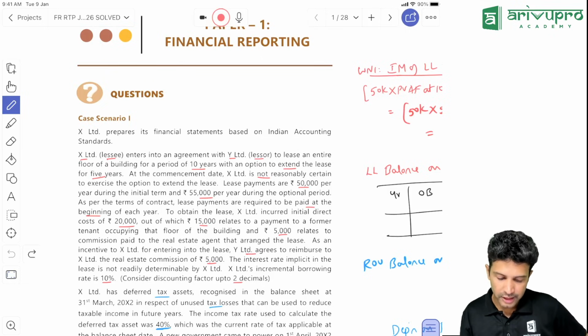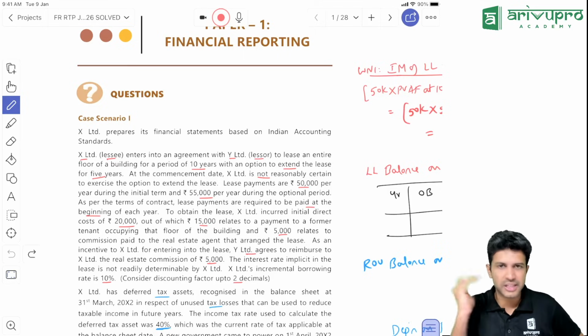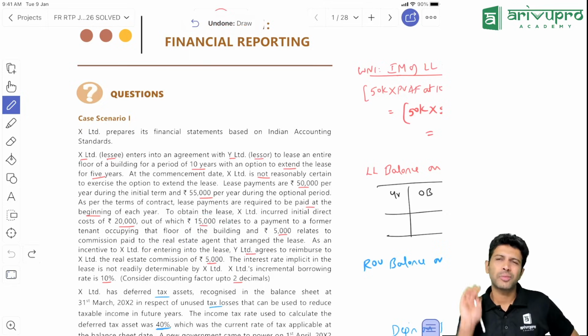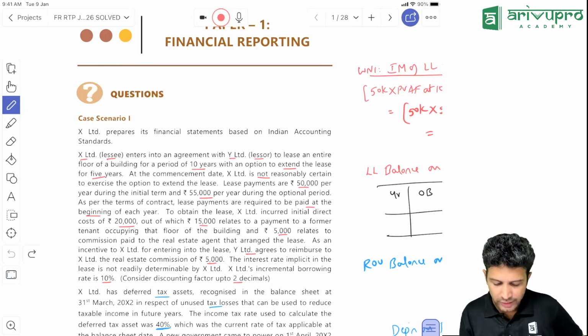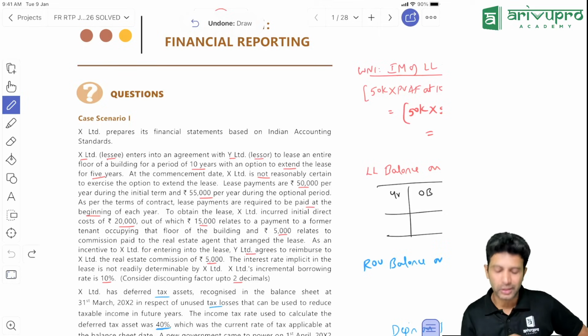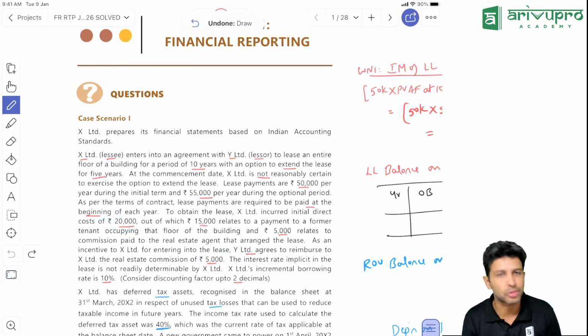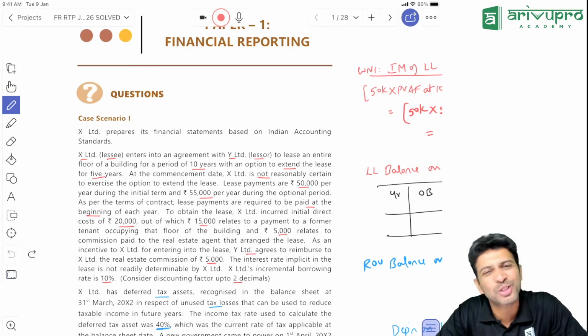To obtain the lease, X Limited, the lessee, incurred some initial direct cost, IDC, of 20,000. IDC we adjust with ROU, correct? It's like a DAC. We adjust it with ROU, of which 15,000 relates to payment to the former tenant occupying the floor, and 5,000 relates to commission for the real estate agent. So we paid a total IDC of 20. The breakup we don't require. As an incentive to X Limited for entering the lease, Y Limited agrees to reimburse 5,000. So that means what, sir? Though you have spent 20, 5 you will get back. So the net IDC cost is only 15,000. Only 15,000 we need to add to the cost of ROU.